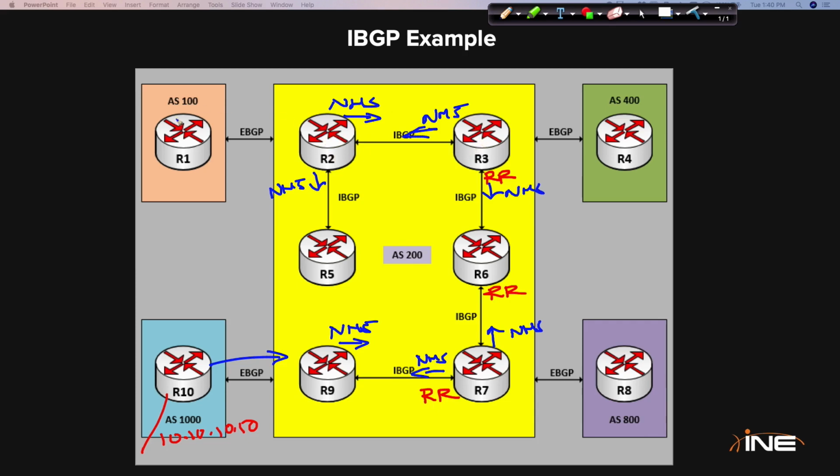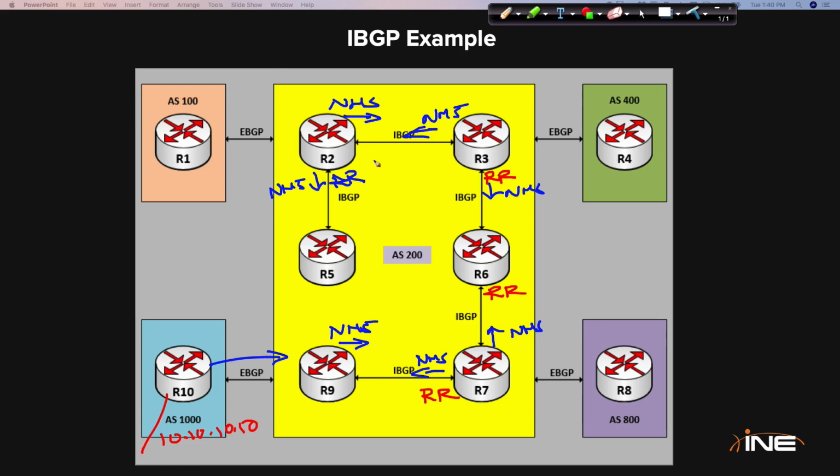Will R2 give it to R1? Yes. Will R2 give it to R5? This answer would be no, because R2 has received from R3, who's not his client and who's an iBGP. So R2 cannot give it to R5. So here I would need a route reflector to be configured. Only then R5 would see 10.10.10.10.